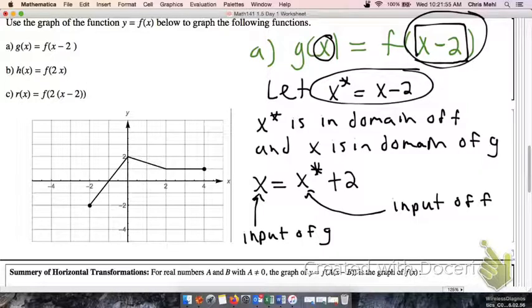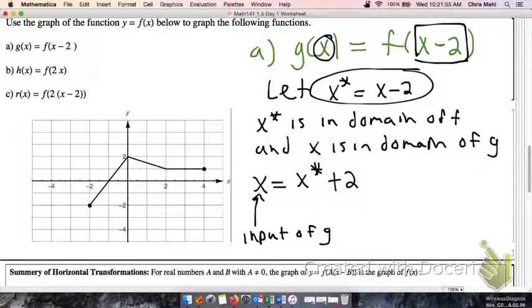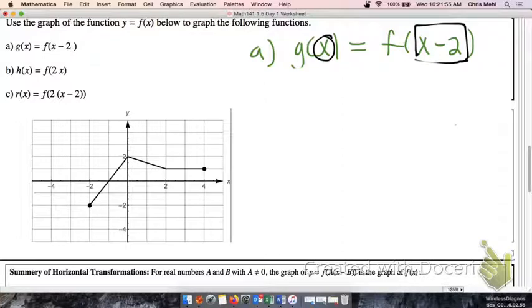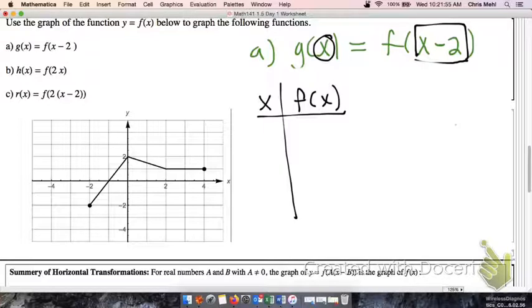And I've got to make some room here. Just pause the video for a second. So this time I have to make 2 different tables. I can't just add to the tables like I did in the first part. So I have x, f of x and I have x, g of x.